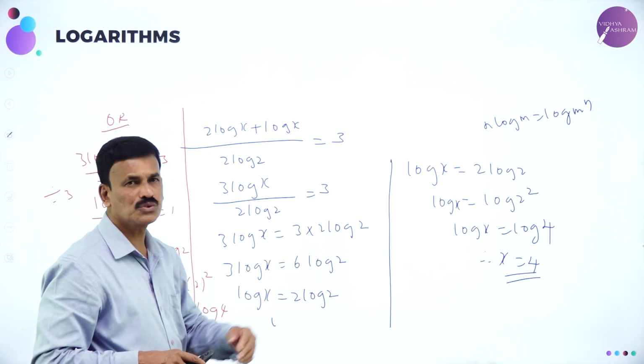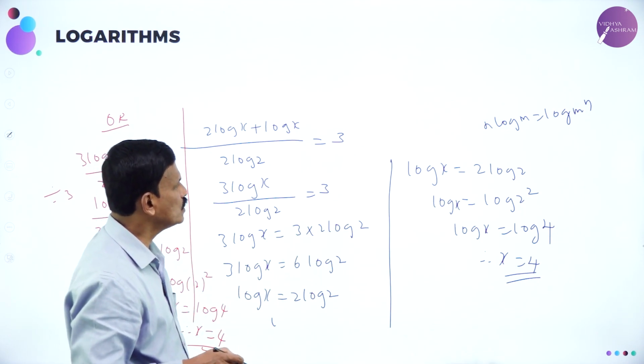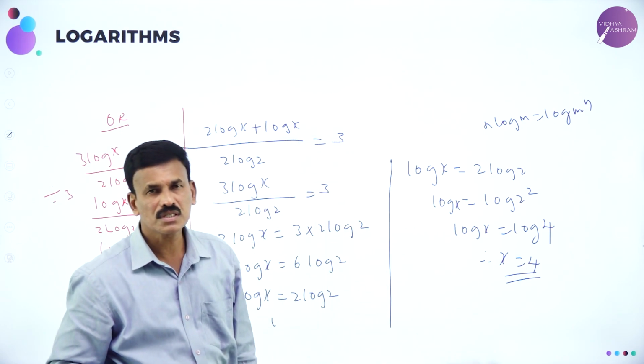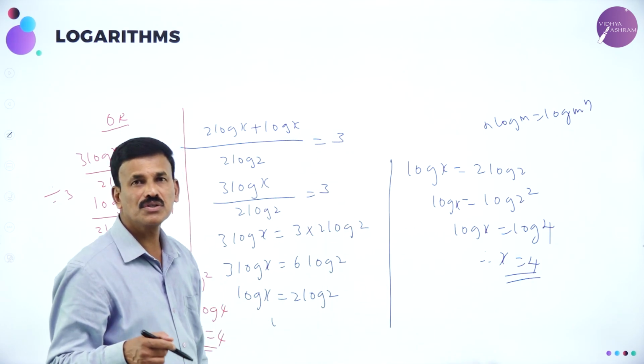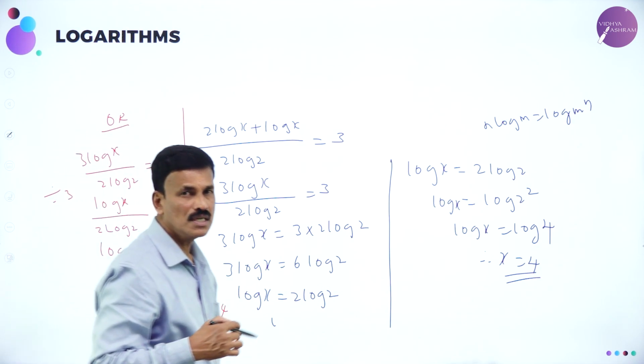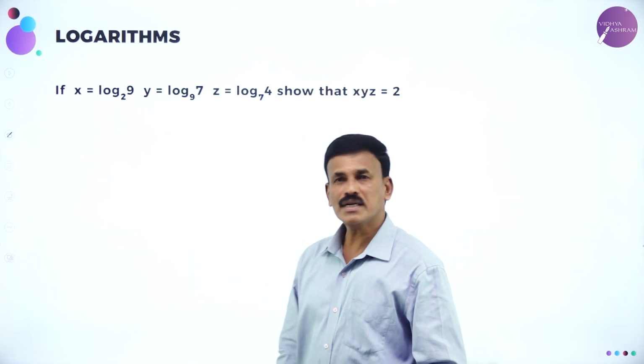So log of 2 to the power of 2 is 4. That is nothing but log and log gets cancelled. Therefore, x is equal to 4 is the required answer. That's it. This is how we are going to solve this problem, like this or this. Any method you can follow for the simplification. Right. Now let us take the next problem.